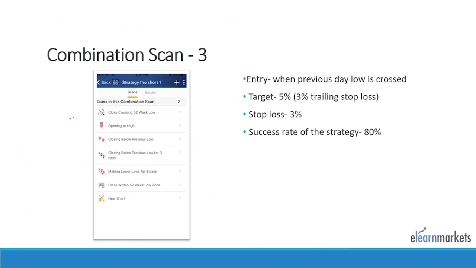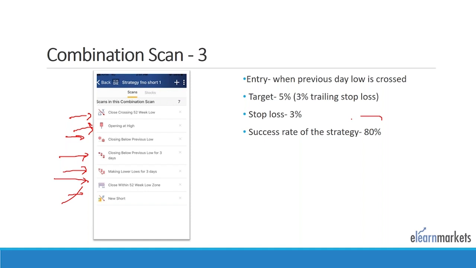Combination scan 3, close crossing 52-week low. I mean, just the opposite side now. On the positive side, we have taken the cash market for delivery, whereas on the short side, we have taken derivatives. Although derivative exposure is so high, I will never recommend you to go short. But still, for someone who wants to play on the short side of the market, these are certain parameters which you can use. The logic remains the same, 5% and 3%.